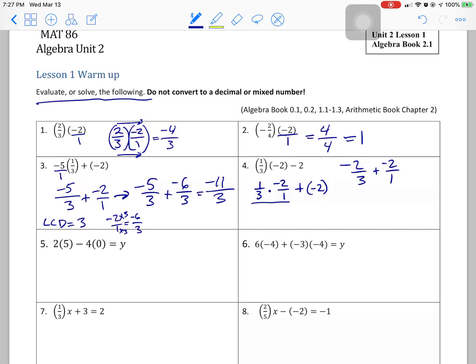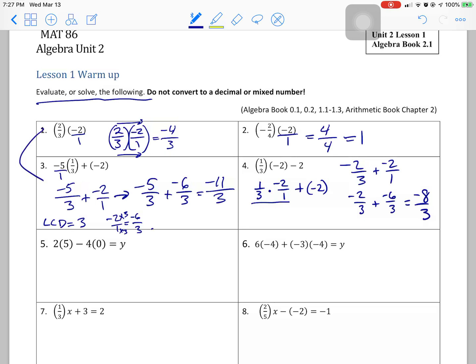I need my LCD of 3 again, so I'm going to use this. And I need a -2 in terms of 3, and back over here we did that same thing and found out that a -6 over 3 would reduce to a -2. So I want to add my two negatives together and get a -8. Okay. All right, now we have an equation.